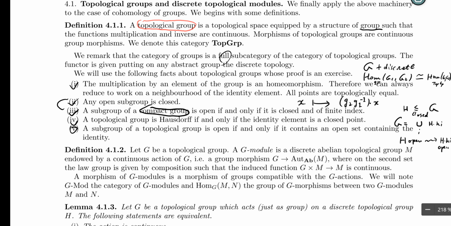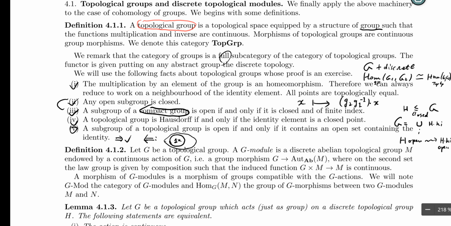And let's say the final one. A subgroup is open if and only if it contains an open set containing the identity. Okay, this direction is obvious because the open subgroup itself contains the identity. The other direction: if it contains an open subset of the identity, and you are a subgroup containing it, then I claim you are an open subgroup.